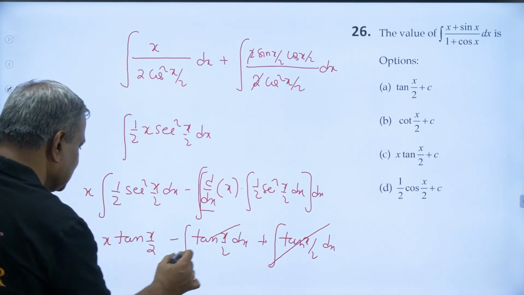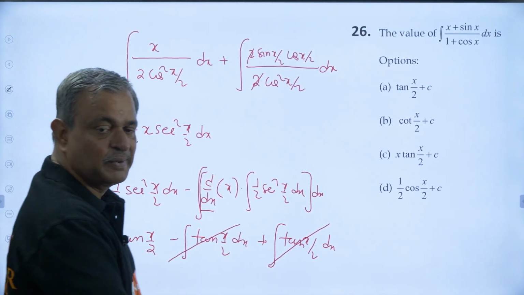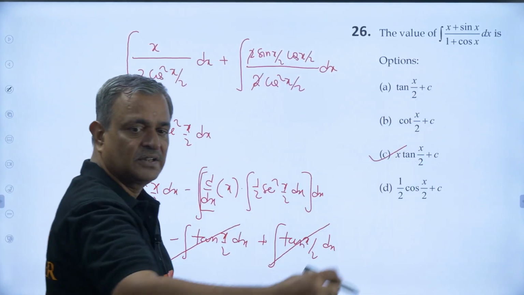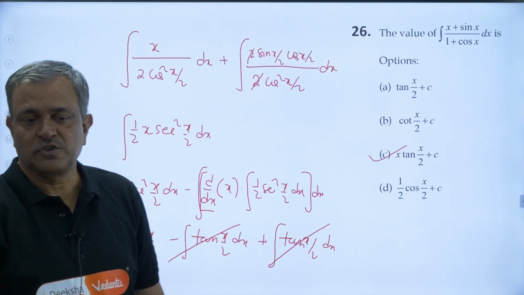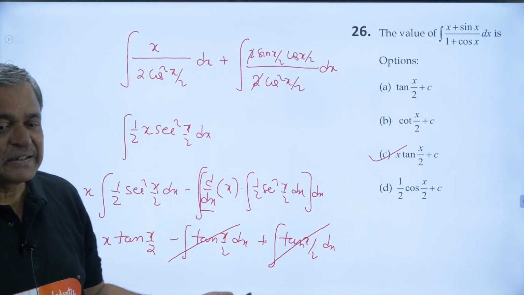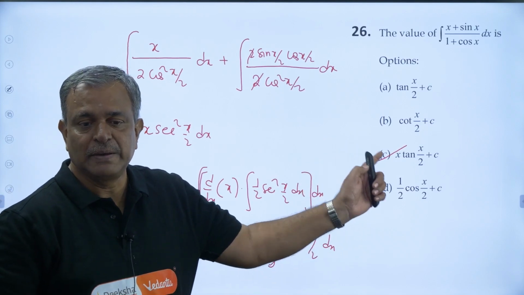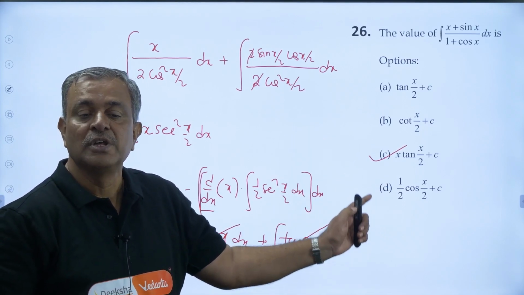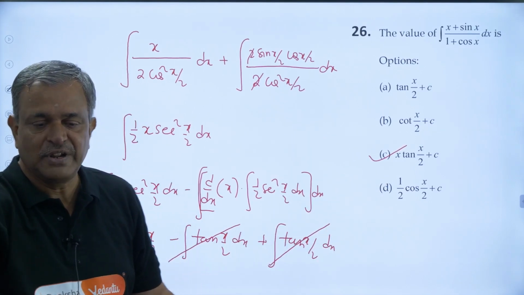So these two will cancel. You get x tan x by 2 plus. Remember, as a result, my gut feeling is that this question may come in your COMEDK. Okay? This question will surely come, because very rarely are students able to do this type of question. If you remember the answer, it is x into tan x by 2.